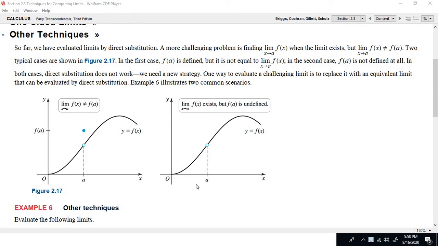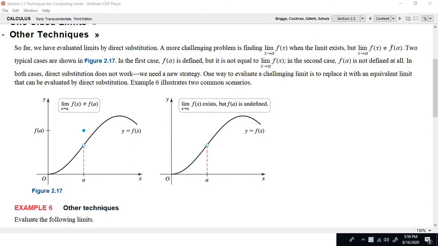Hello again. In this video, I'm going to go over the second part of section 2.3. If you remember in the last section, we evaluated limits using direct substitution. And those were cases where the limit of f of x as x approaches a is simply f evaluated at a. What we're going to do in this video is look at cases where this limit, the limit of f of x as x approaches a, is not equal to f of a, and therefore you cannot use direct substitution immediately to evaluate the limit.